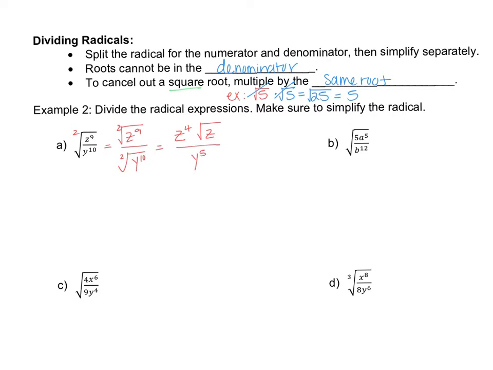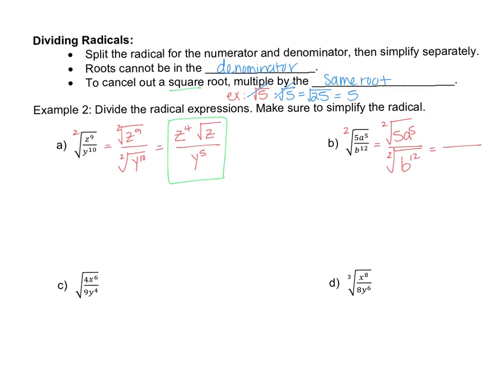So we'll practice some of these concepts down below. So by the way, this was the answer for part A. So moving on to part B here. So same situation, you have a fraction that's inside this square root. And so let's go ahead and split those up, top and bottom. So I have a square root of 5a to the 5th, and I have a square root of b to the 12th.